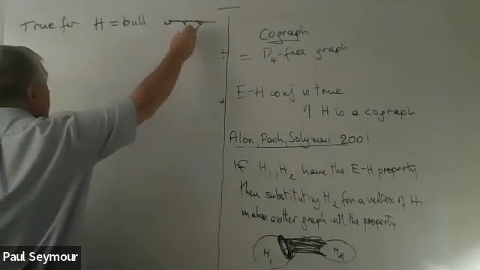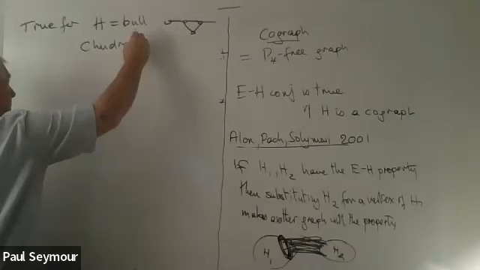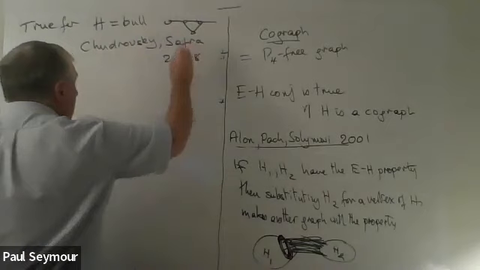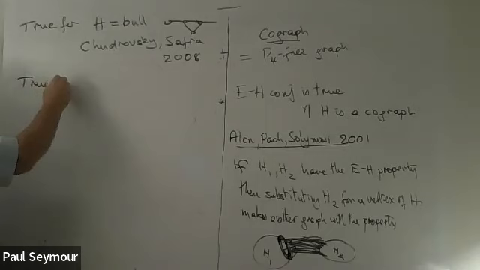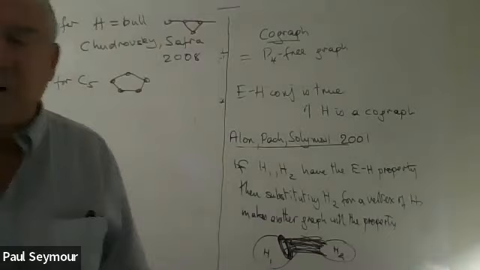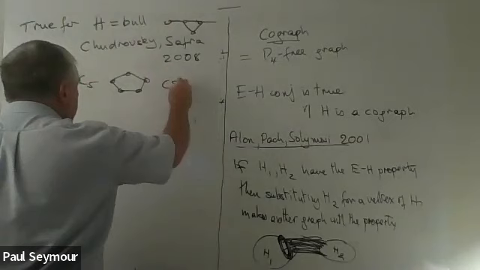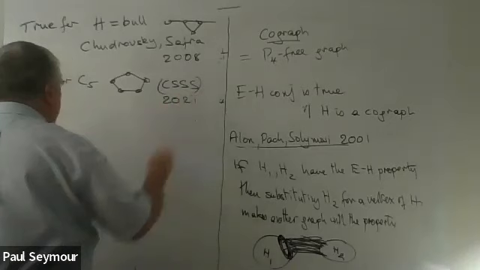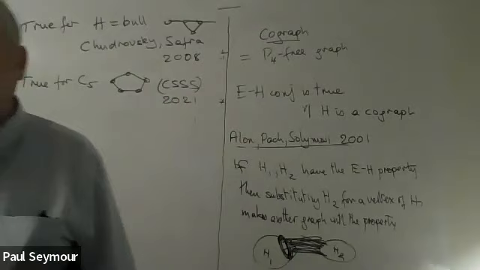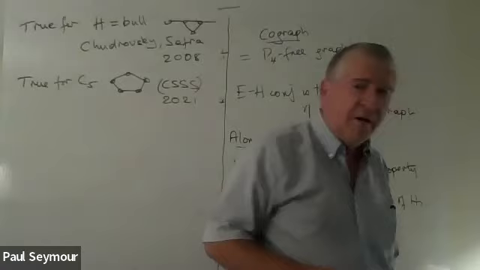And that's the theorem of Chudnovsky and Safra, I think 2008. And recently we proved it's true for C5, just the 5-cycle. That was Maria Chudnovsky, Alex Scott, Paul Seymour, and me. So that's CSSS. And that was 2021. And that's all it's known for. So it's these two graphs, and co-graphs and anything you can make by substitution. And that's the complete list. That's not very many graphs. It's not a big list, having worked hard on this problem for 40 years. We're not very far ahead.